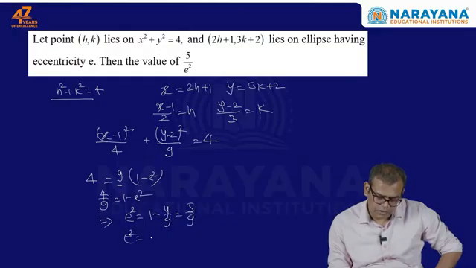So what do we need to find out now? We need to find 5 by e square, which is equal to 9. So 9 is the correct answer, right?